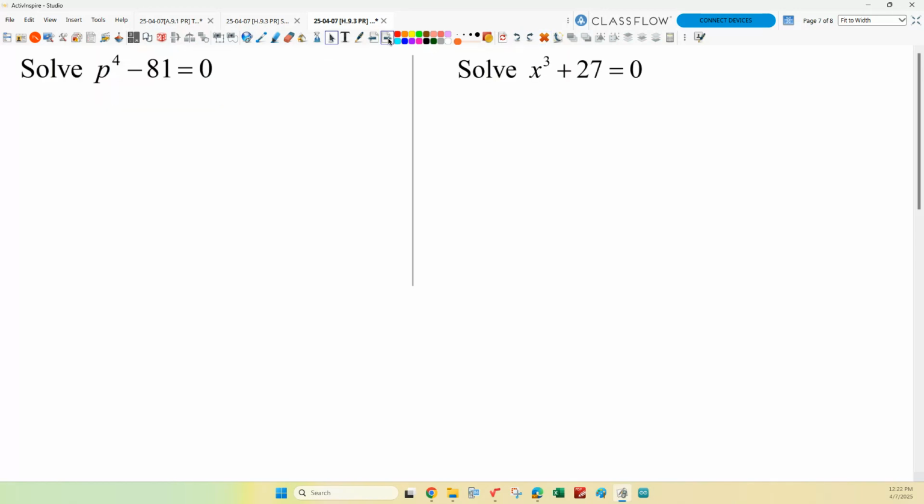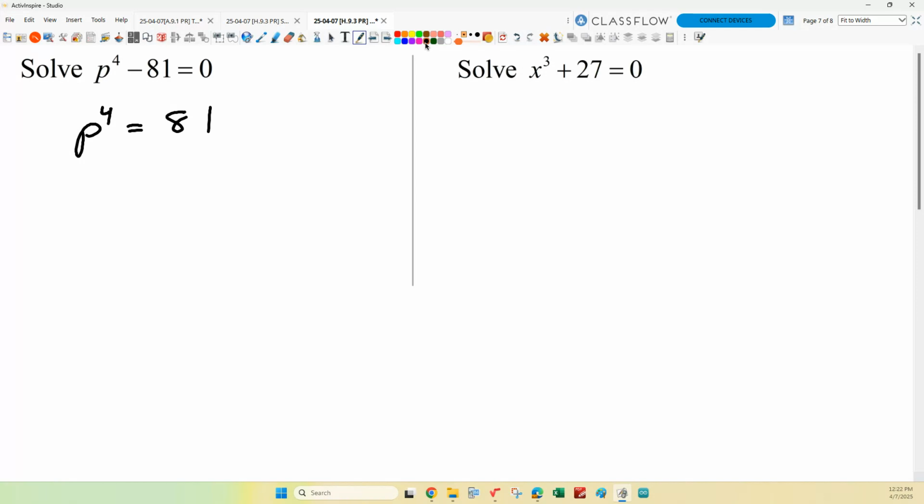All right, so last couple examples. What about that first one? What could I do there, you think? Add 81 to the other side. Okay, let's see what happens. If I add 81 to the other side, p to the fourth equals 81. What do I get? I mean, how do I undo? Interesting approach here. So let's try this out and see what happens.